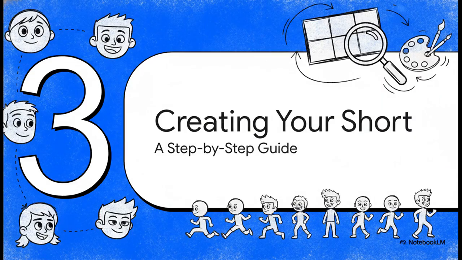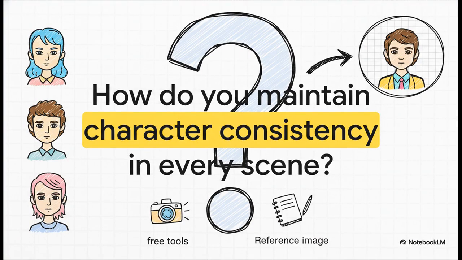All right, now for the fun part. Let's actually make one of these. We'll start with the most critical element, which is creating a consistent character that appears in every single scene. This is the number one challenge everybody faces. How in the world do you maintain character consistency across a bunch of different AI-generated images? Well, the solution is surprisingly simple, and it all starts with just one reference image.